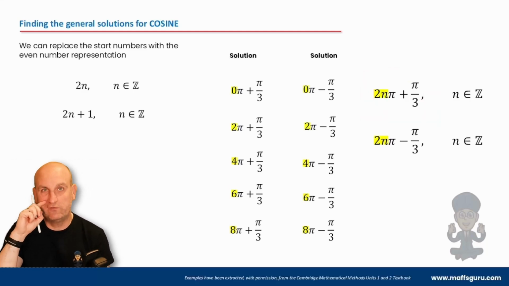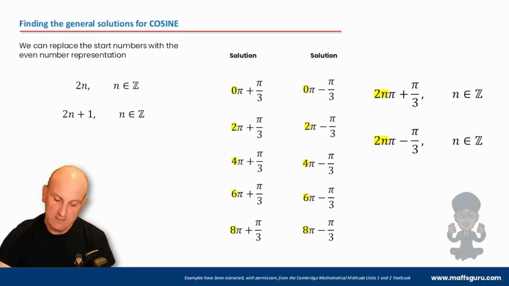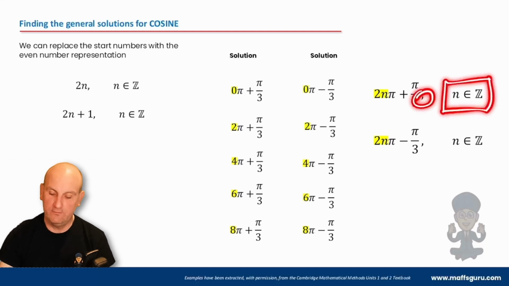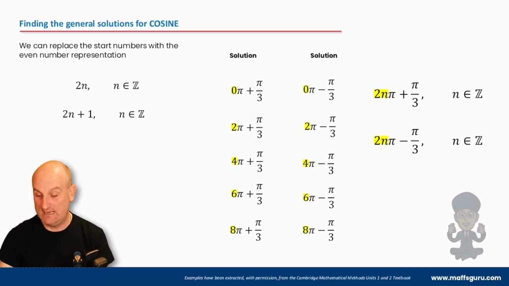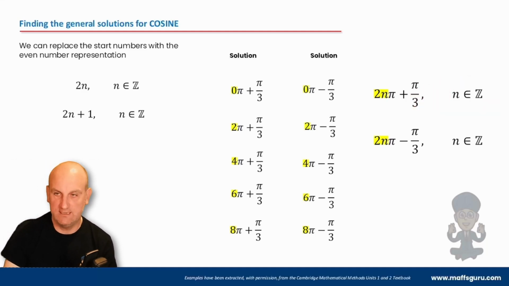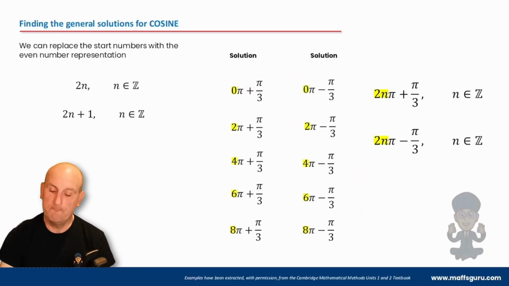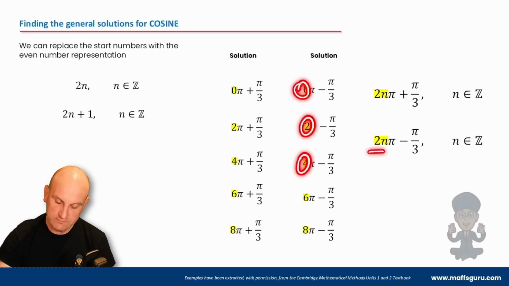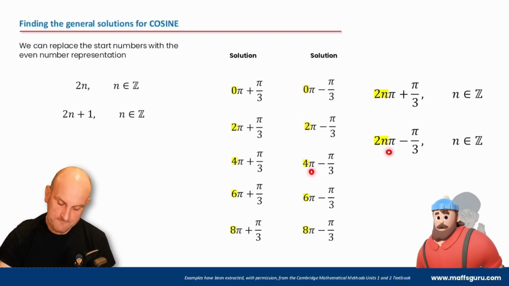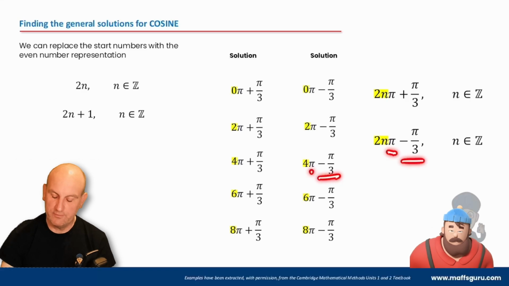Now, a word of warning, when you start using n's in this situation, you have to do the comma and you have to say n is in the integers, right? Because otherwise it doesn't make any sense. So we've noticed now that we've got our even numbers of pi plus pi on 3. And on this side here, we've got our even numbers of pi minus pi on 3. So again, that 0, 2, 4 can be replaced with 2n. There's my pi. And we've got this minus pi on 3 again.